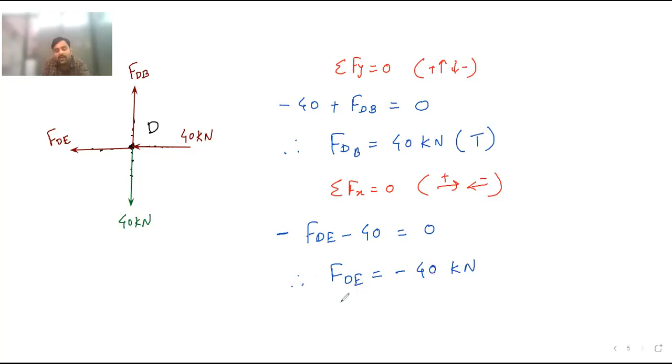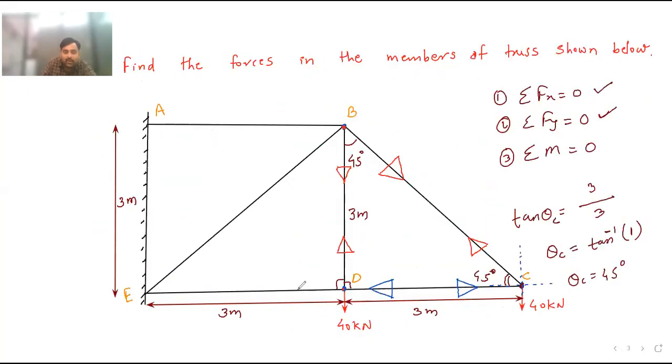So what is the meaning of minus 40 kilonewton? FDE is initially 40 kilonewton obviously, but this minus sign tells us that it is not tensile force, it must be compressive force. So FDE is again compressive force. If I want to show that FDE is compressive, then the arrow should be towards the joint. So with respect to D, the arrow must be towards the joint, and with respect to E also, the arrow must be towards the joint.